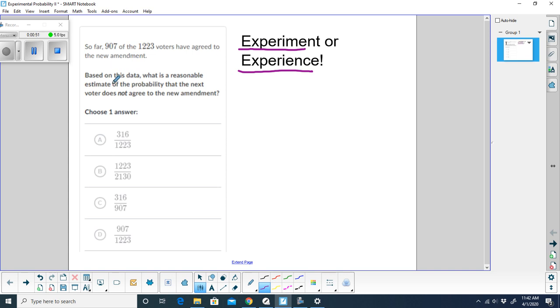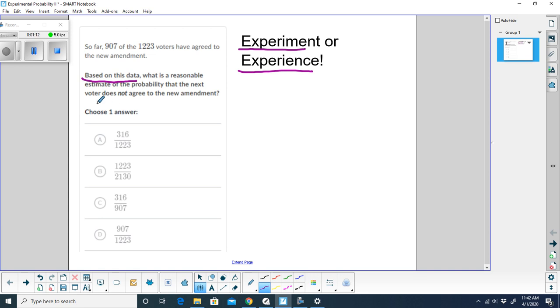So far, 907 out of 1,223 voters have agreed to the new amendment. Based on this data, when you see this, that tells me it's an experimental probability. What is a reasonable estimate of the probability that the next voter does not agree?